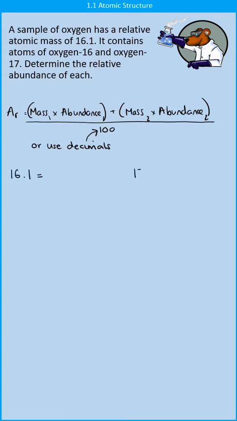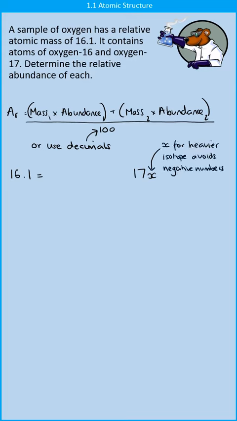So then I'm going to start substituting in some numbers. I've got 16.1 is the relative atomic mass that they've given me in the question, and I'm going to arbitrarily decide that the abundance of my heavier isotope is x. Now the advantage of doing it for the heavier isotope is that it will avoid negative numbers later on.